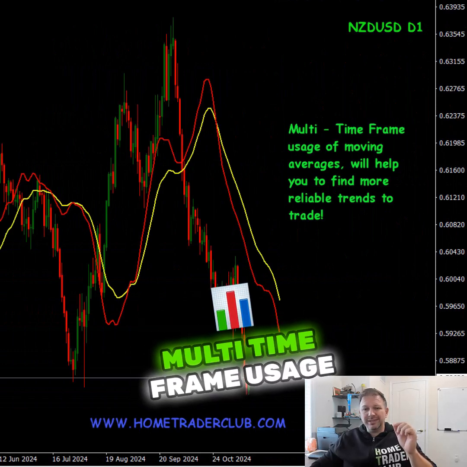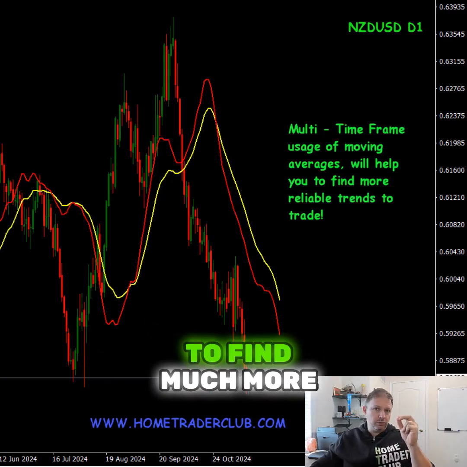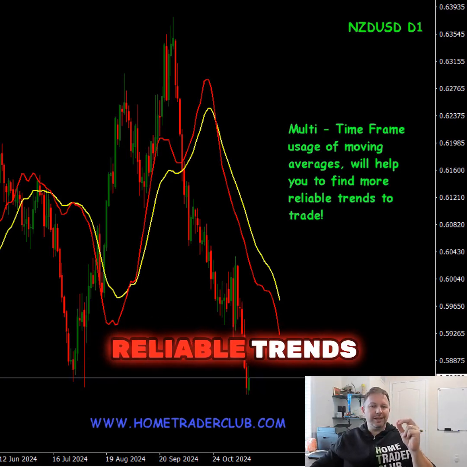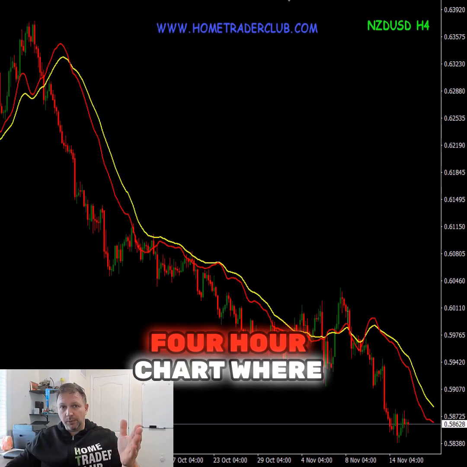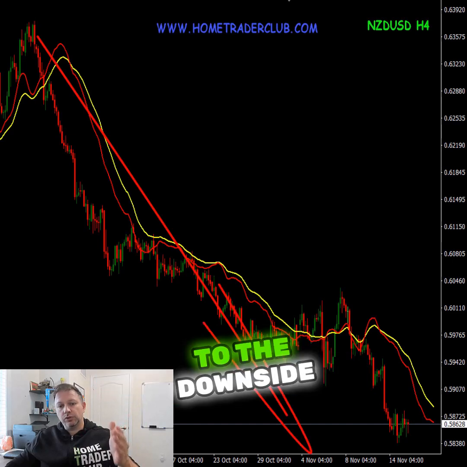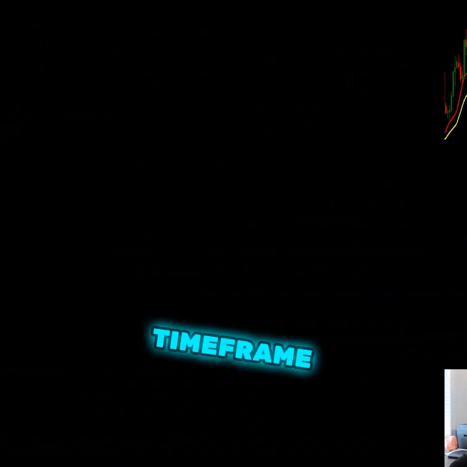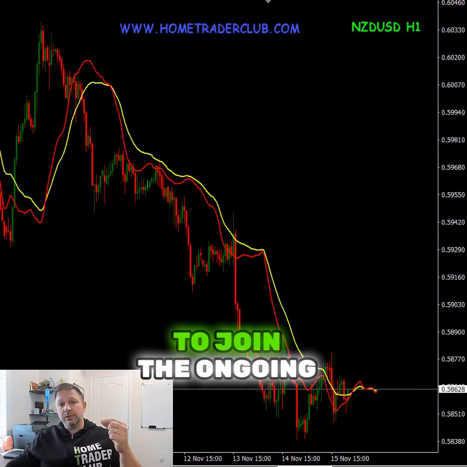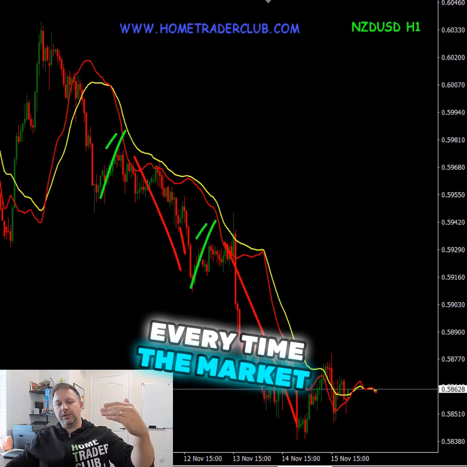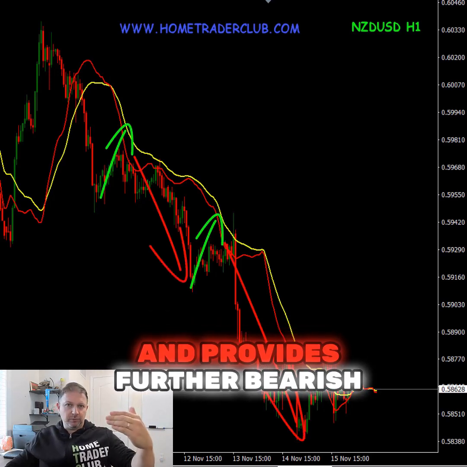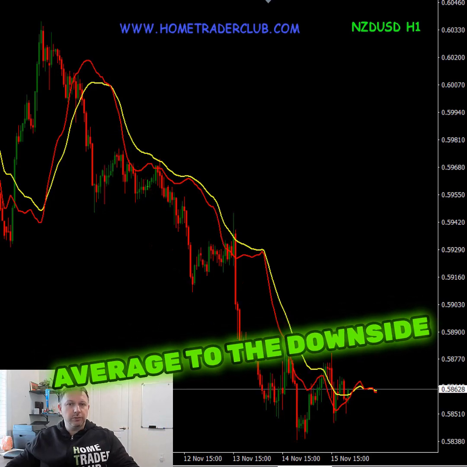Remember, multi-time frame usage of moving average analysis will help you to find much more reliable trends. Here is an example on the New Zealand dollar 4-hour chart where the moving average crossed to the downside and the trend is clearly bearish. When you go to the lower time frame like the 1-hour chart, you will be able to join the ongoing higher time frame trend every time the market retraces and provides further bearish slope of the moving average to the downside.